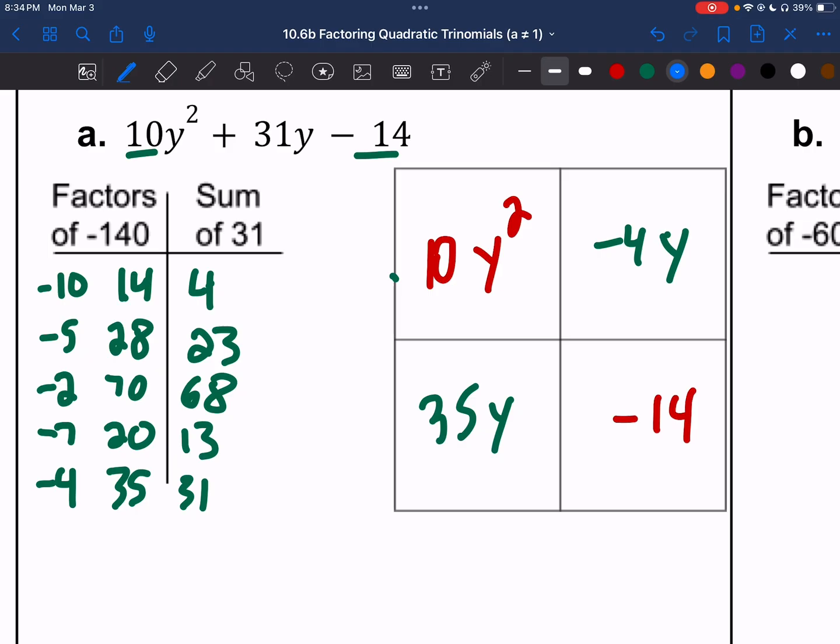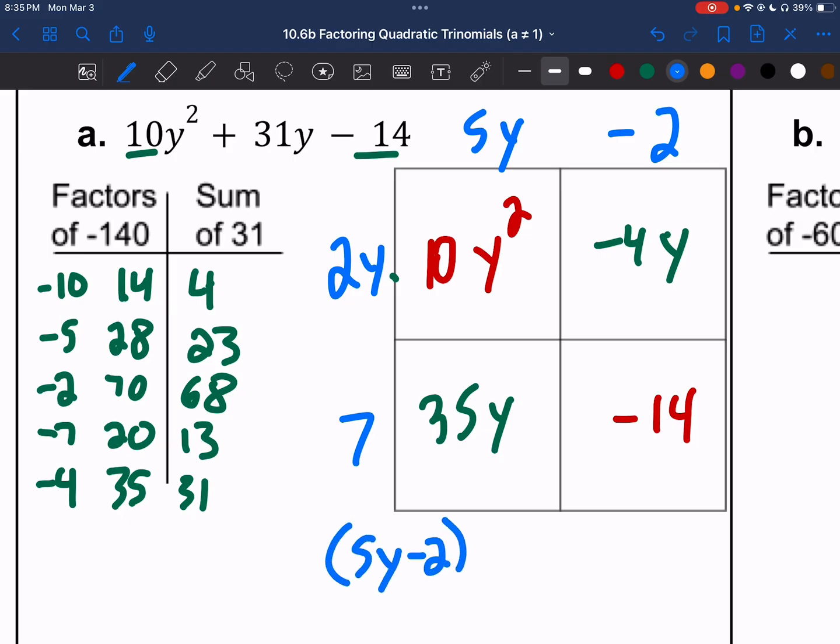All right, so first row, 10y squared, negative 4y, common factor 2y. Second row, 35y, negative 14, common factor 7. First column, 10y squared, 35y, common factor 5y. Second column, negative 4y minus 14. Oh, negative is the first thing that I need to bring out because it's on the outside there. And common factors of 4 and 14 is a 2. So I'm left with 5y minus 2 and 2y plus 7.